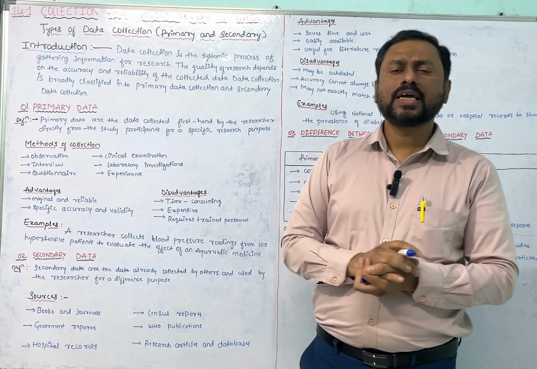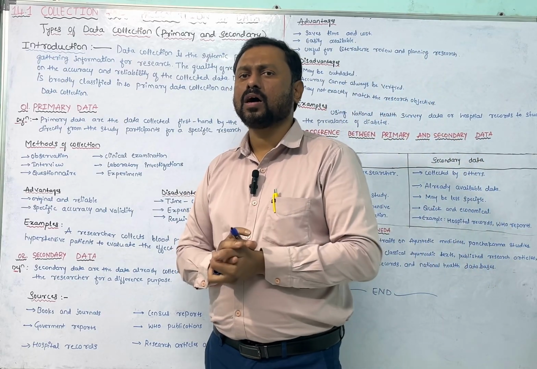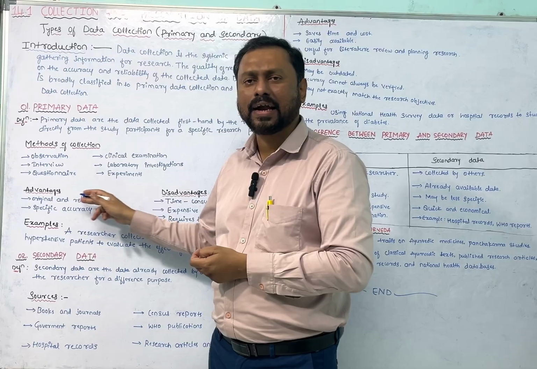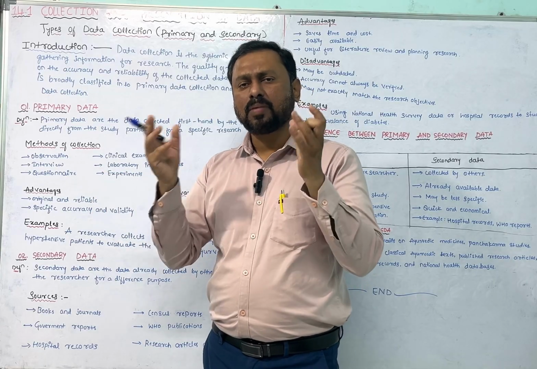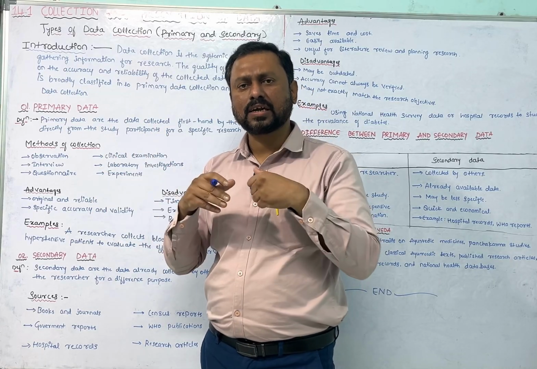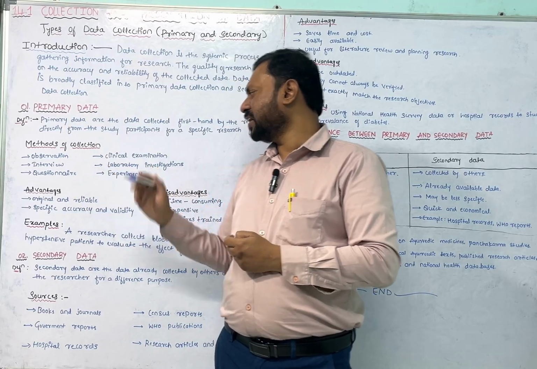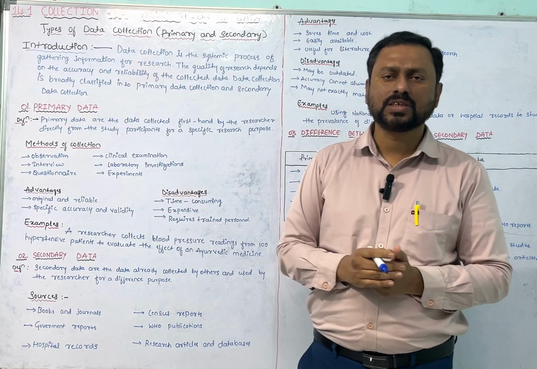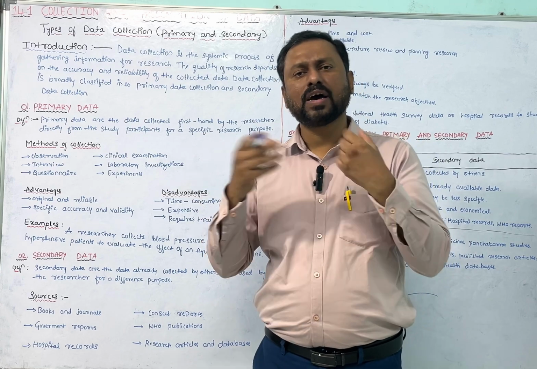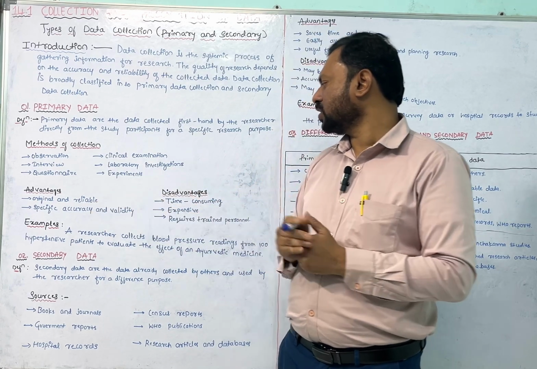Now what are the advantages of primary data collection? First of all, it is original and reliable, because the researcher himself is collecting, that's why this is original, trustable, reliable data. Next is specific and accurate: it is for the specific purpose only that we are collecting, that is why there is specific and accurate validity.